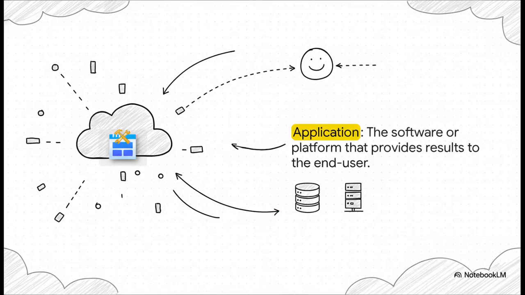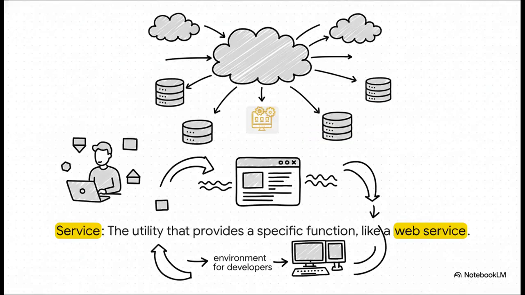First up, the application. You can think of this as the actual brain of the operation. It's the software, the platform, that takes your request and gets you a result. So when you edit a photo online, this is the program in the back end that's applying that filter and saving your changes.